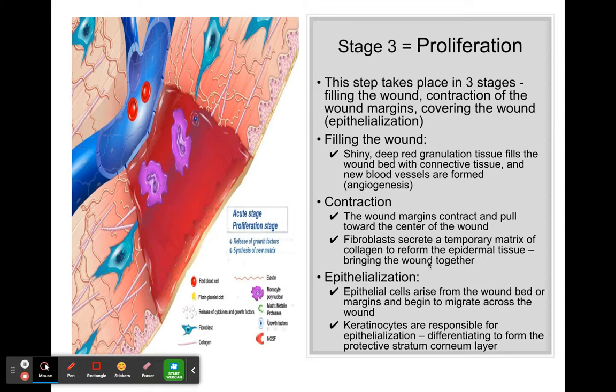And then the last part, keratinocytes. That's what is responsible for epithelialization. So we have to remember that keratinocytes are a special type of cells that help to form epithelial cells.